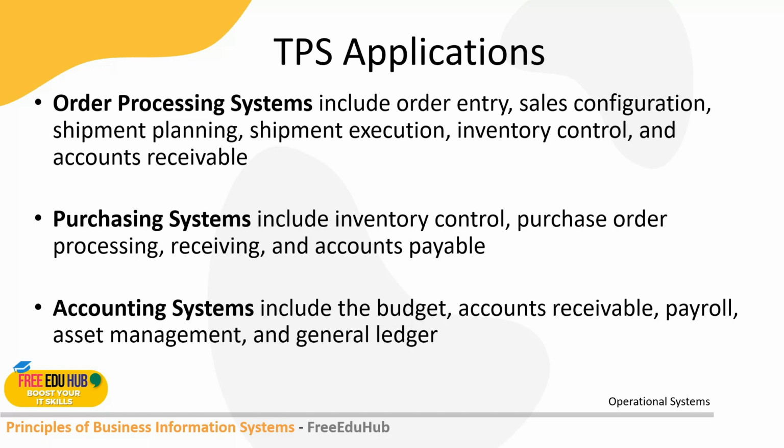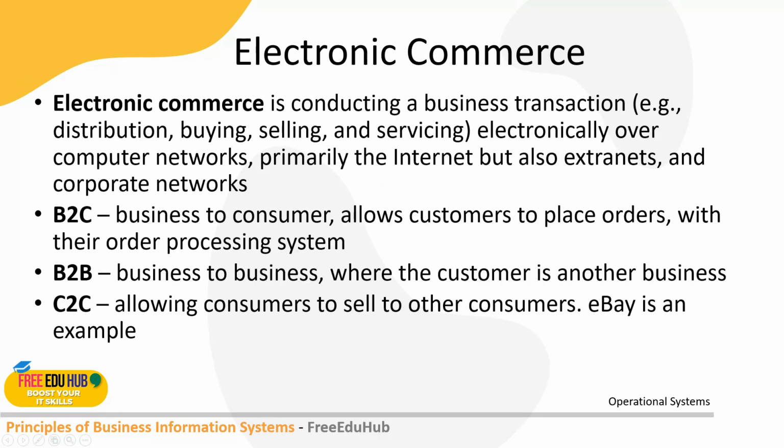Then we have purchasing systems, which include the inventory control, purchase order, purchase processing, receiving, and account receivable or payable. These are the things which are usually controlled by the purchasing systems. Now the accounting systems, they only deal with the accounting, like budget, account receivable, payroll, asset management, and general ledger, etc.